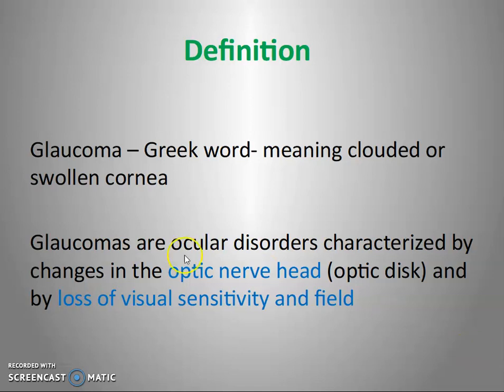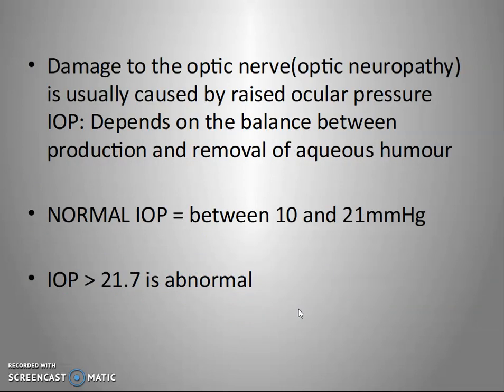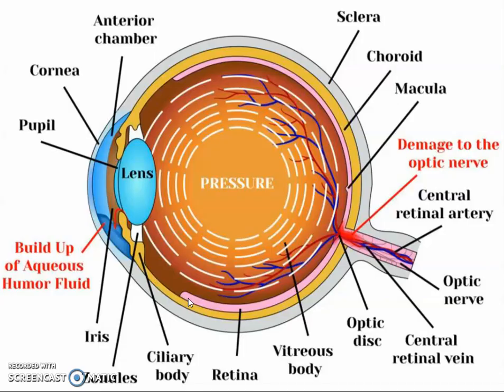It is a disease condition in which optic nerve damage is there, which can lead to visual disturbances. This damage to the optic nerve is mainly caused by rising of intraocular pressure, which is dependent on the balance between production and removal of aqueous humor. The normal range of intraocular pressure is between 10 to 21 mm of Hg, and if it rises beyond this range, it is considered an abnormal state.